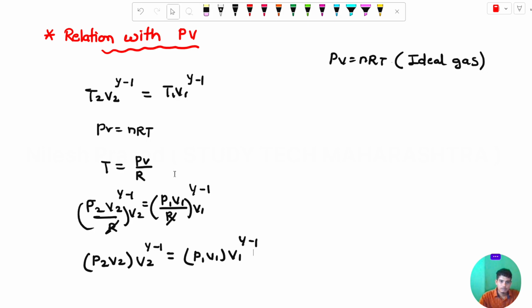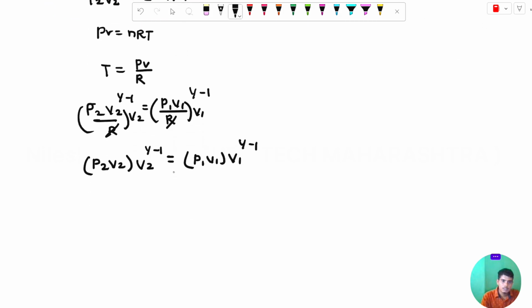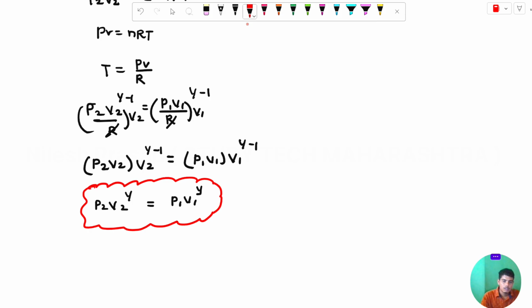And this equation is P2 V2 to the gamma is equal to P1 V1 to the gamma. This is the relation between the adiabatic process and pressure and volume at constant temperature.